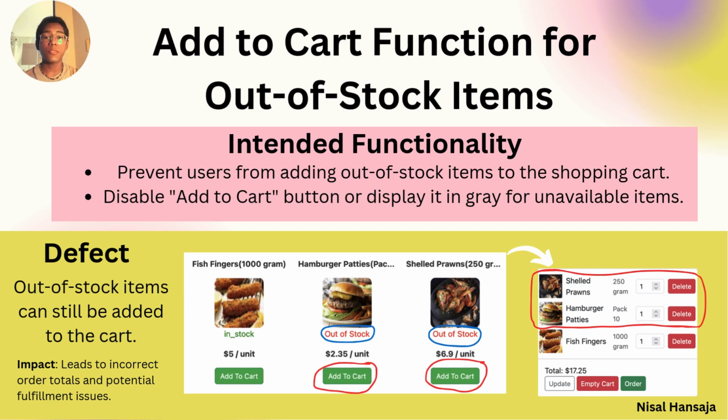Defect. Unfortunately, out of stock items can still be added to the cart. As shown in the example here, items marked as out of stock still have an active add to cart button, which can mislead users. Impact. This leads to incorrect order totals and potential fulfillment issues as customers may unknowingly place orders for items that cannot be delivered. By addressing this defect, we can improve user experience and prevent confusion during the ordering process.